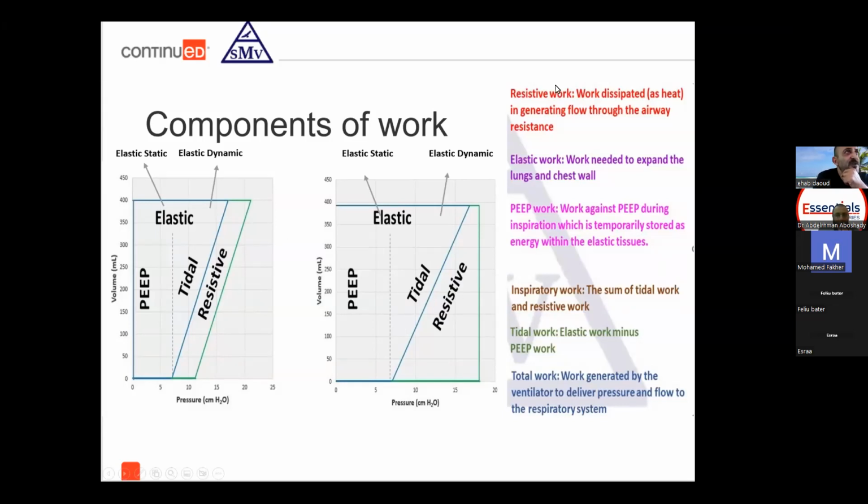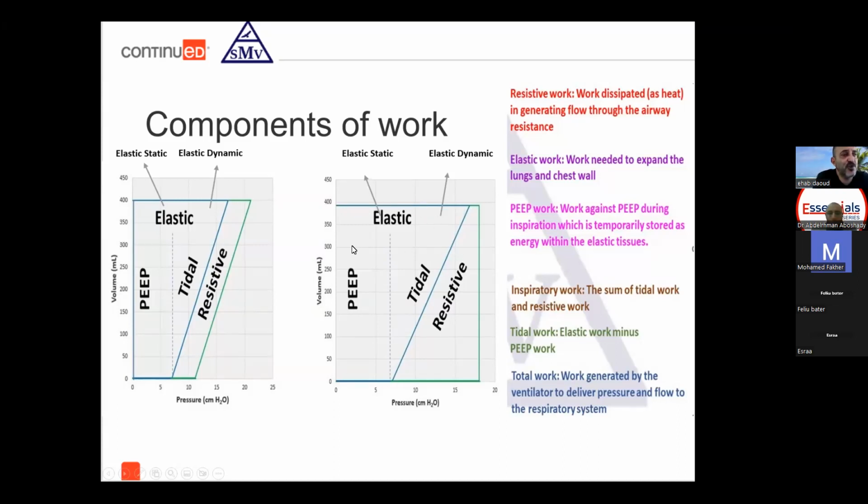So let's go about what I was talking about here. What is resistive work? Resistive work, as it implies, is the work dissipated as heat to generate flow through the airway resistance. So it's basically the work needed to overcome resistance. How about elastic work? Again, same. Work needed to expand the lungs and the chest wall. So basically to overcome the elasticity of the whole respiratory system.